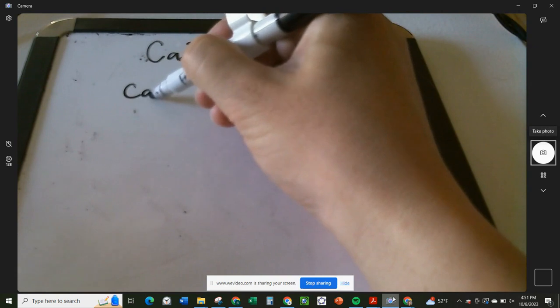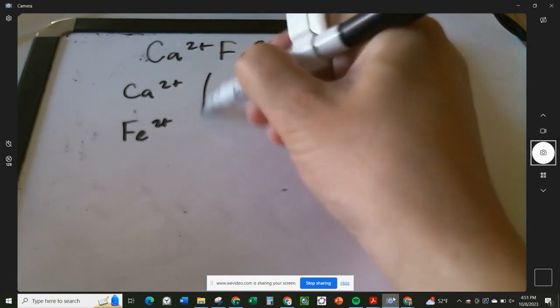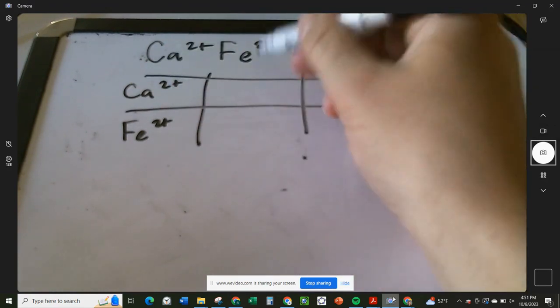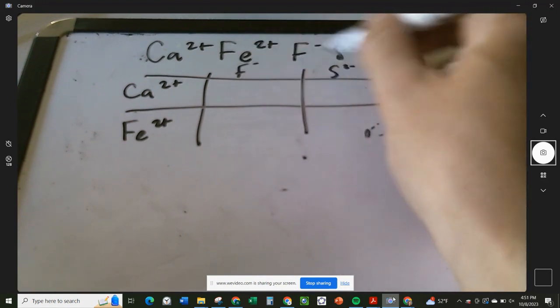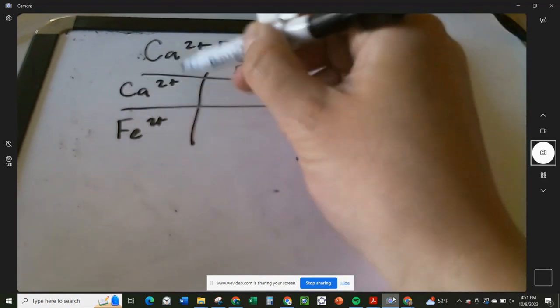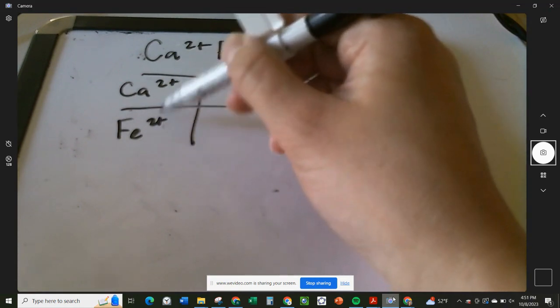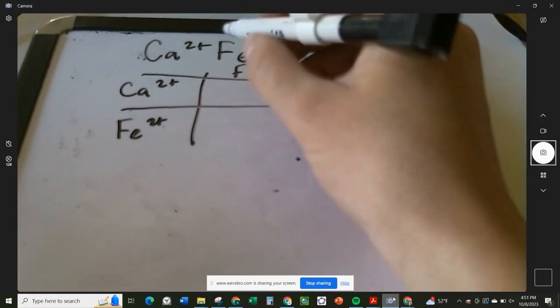So we have calcium 2+ and iron 2+. Cations go together, anions go together. So F- and S2-. So they're on the same side of the table. Cations are on the same side of the table because we can't make an ionic compound pairing these together. We need a plus charge and a minus charge to get a 0 charge overall.